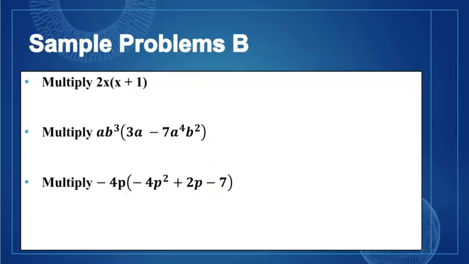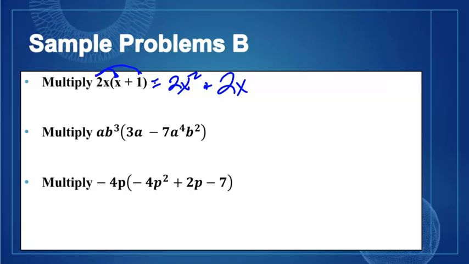Next, we have a monomial times a polynomial. So we're just going to be using this distributive property. So we're going to distribute 2x to both terms. So 2x times x is 2x squared. And 2x times 1 is a positive 2x. There are no like terms left over because the x's have different exponents.